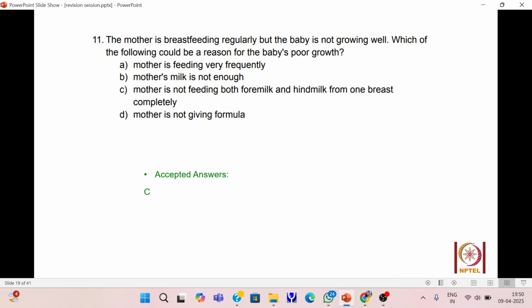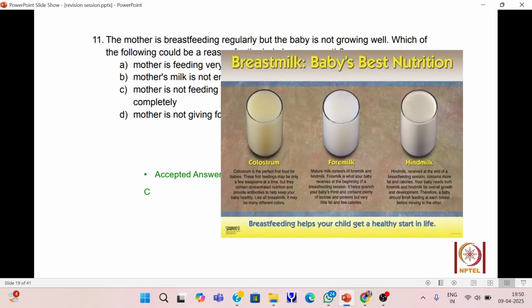Correct answer is C. Mother is not feeding both fore milk and hind milk for one breast completely. Moving on to the next question.